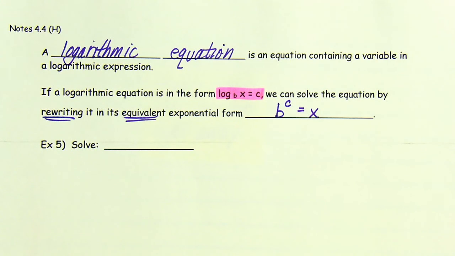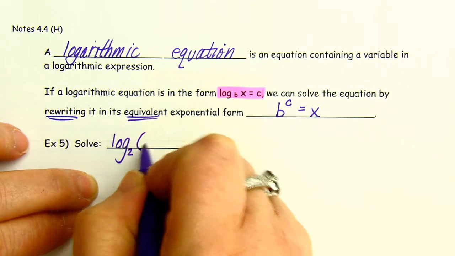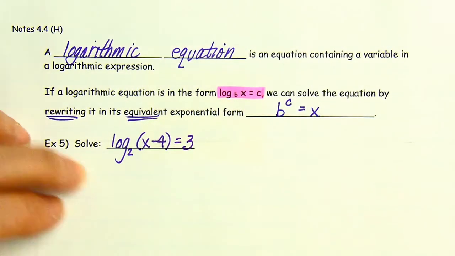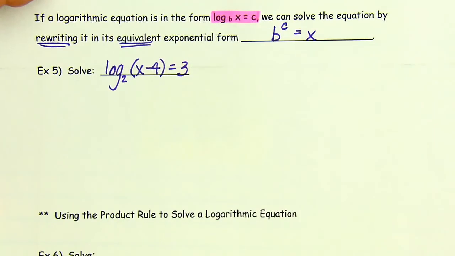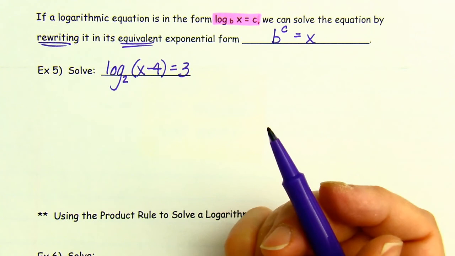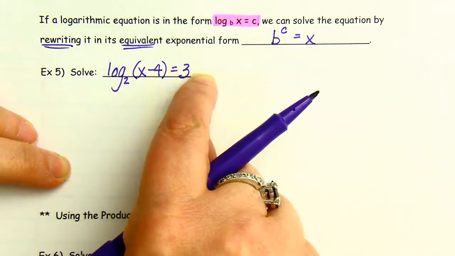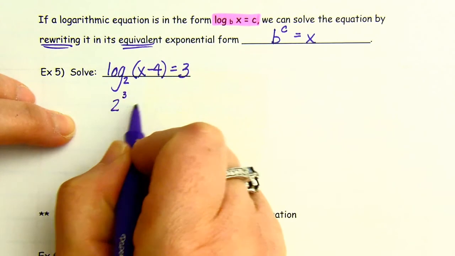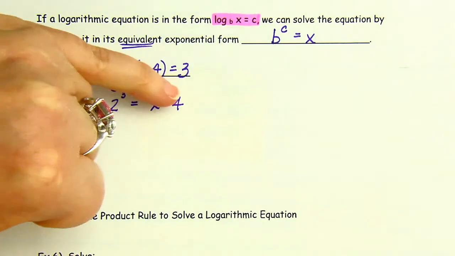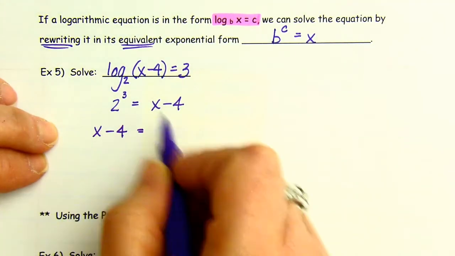Let's see how this works. Solve log base 2 of x minus 4 equaling 3. It's in log form. I only see the word log one time. I can convert it because I know what the base is. The base is 2. I know what the exponent is. The exponent is 3. This becomes 2 cubed equals x minus 4. 2 cubed is 8, and I like my x on the other side. So I'm just going to simply rewrite x minus 4 over here, and I'm going to cube the 2 and get an 8.